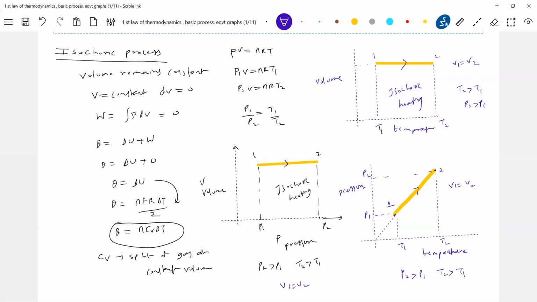So in isochoric heating, Q equals delta U. In isochoric cooling, what will happen? Again the same, Q equals delta U. As internal energy decreases, heat will be rejected.